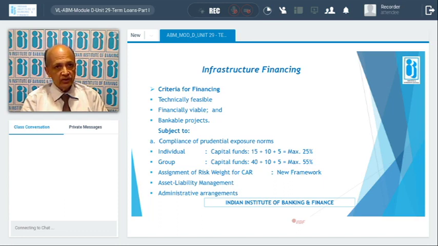And not only that, in addition to that, the lender should also comply with certain additional criteria, additional conditions, additional parameters. What are they? First and foremost is compliance with the prudential exposure norms. When we talk about prudential exposure, banks cannot lend to anyone beyond a particular exposure limit. That is known as the prudential exposure limit.